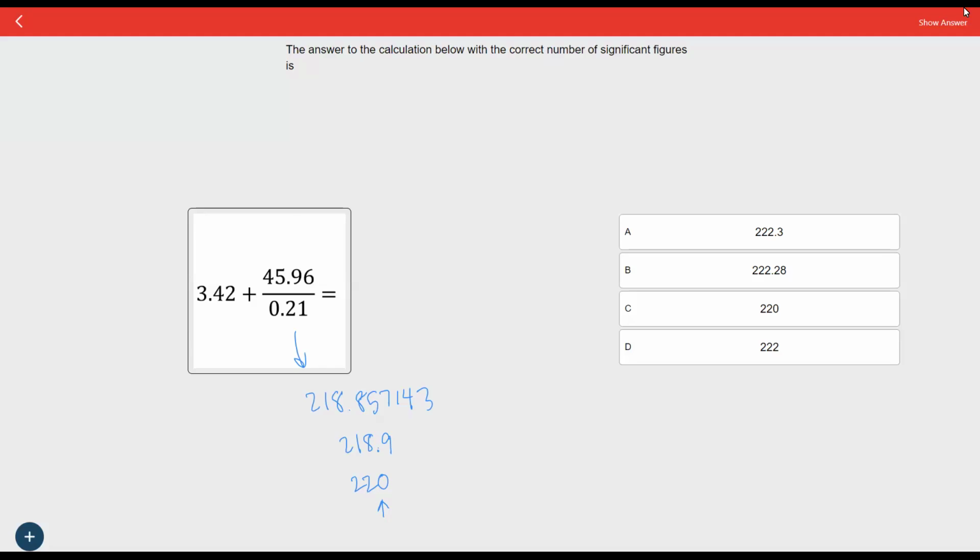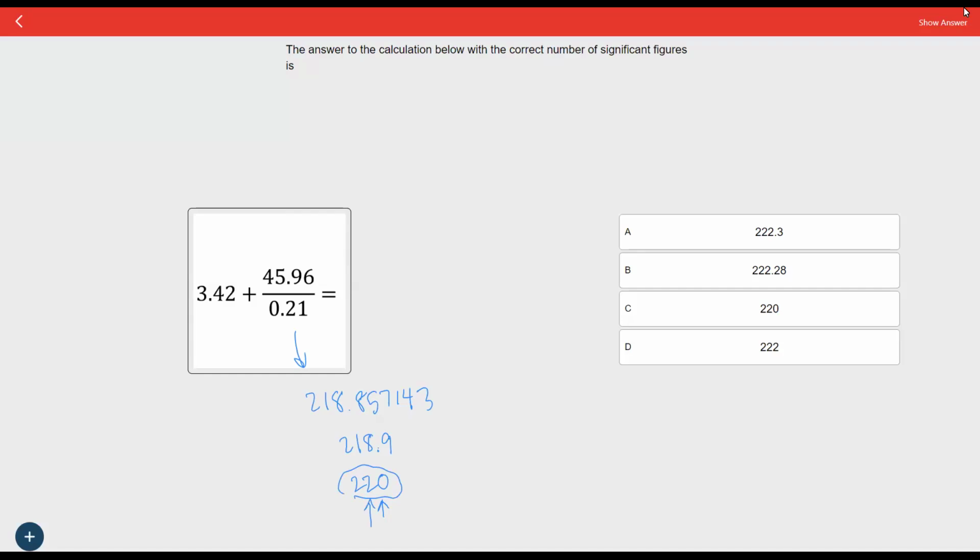Now, the next step is addition. When we're adding or subtracting, our significant figures are based off the decimal point. How precise is it? And this number that we just generated is precise only to the tens spot. So plus or minus 10 is our significance.